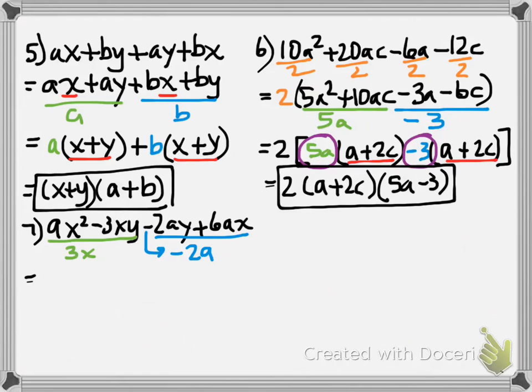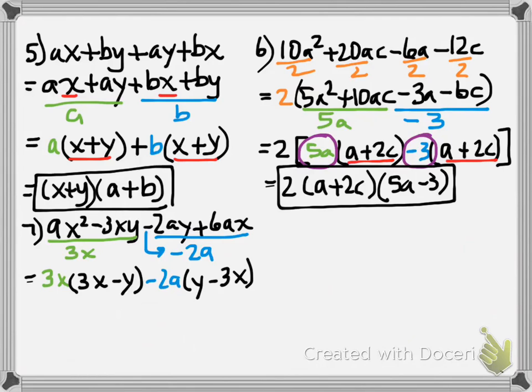So when I pull out the 3x, what's left behind? 9x squared divided by 3x is 3x. And negative 3xy divided by 3x is negative y. And then when I pull out the negative 2a, negative 2ay divided by negative 2a is positive y, and then 6ax divided by negative 2a is a negative 3x.